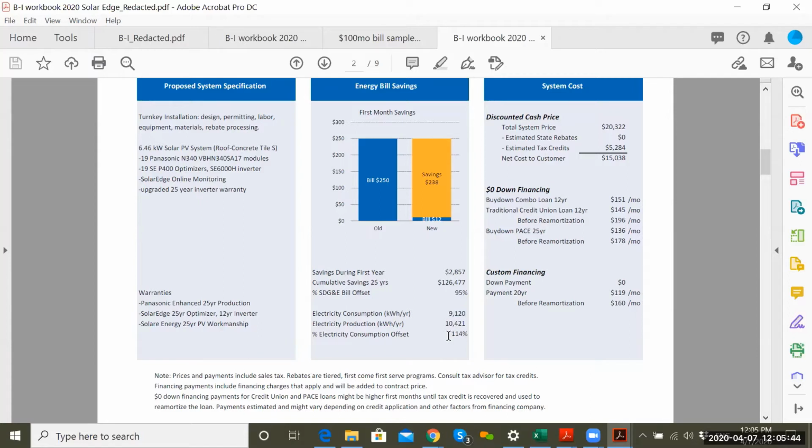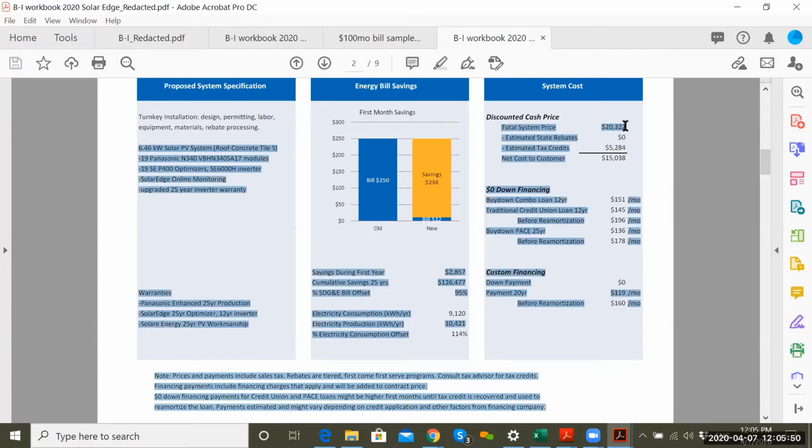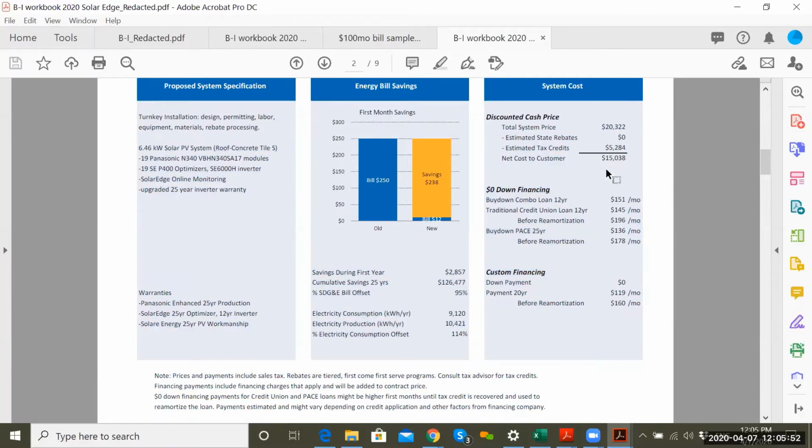Got it. And then the total system price, as shown here, is $20,000, which is just around $3 per watt. Makes sense. And then the customer is getting a $5,000 federal tax credit, so the net cost to the customer is $15,000. And yep, that is, I guess, standard.